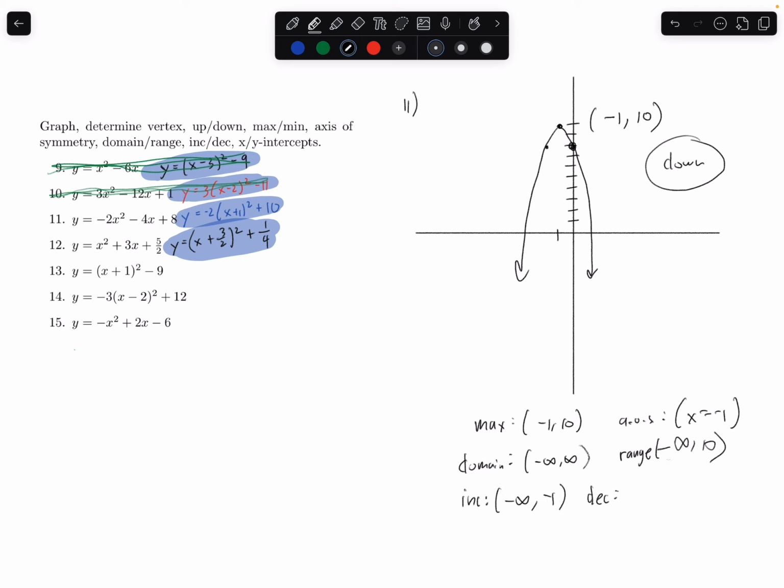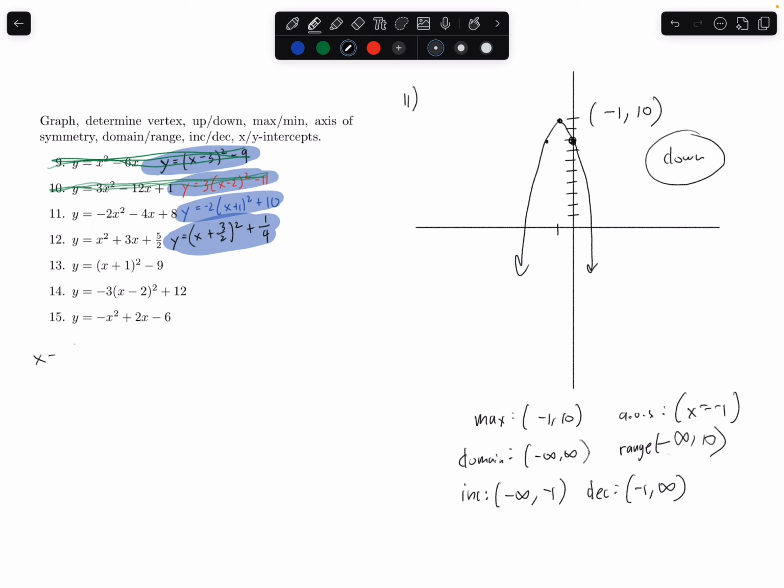All right. Now for the x and y intercepts. So the x intercepts first. This is when y is equal to 0. So I'm solving this equation: 0 is equal to -2x squared minus 4x plus 8. And we're going to plug it straight into our quadratic formula. So it's -b, which is +4, plus or minus the square root of b squared, which is 16, minus 4 times -2 times 8, 4ac, all over 2 times a, which is -2.